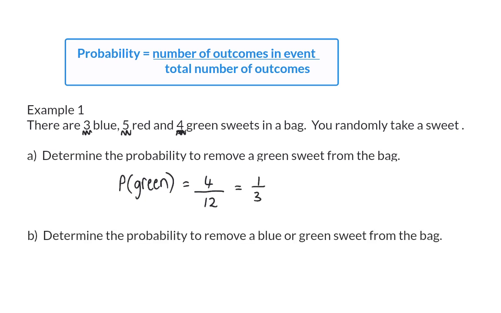Question B. Determine the probability to remove a blue or green sweet from the bag. For this probability of a blue or a green sweet, we now have more possible outcomes for the event. It can be one of the 3 blue or 4 green sweets, so that means there are 7 outcomes for the event out of the total of 12.